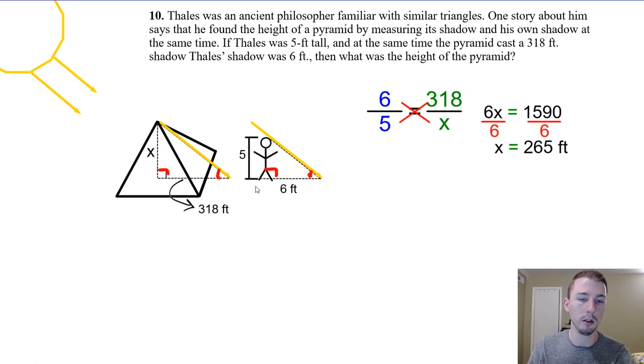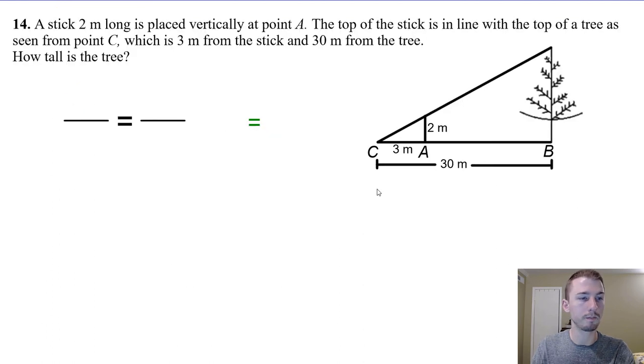So the height of the pyramid, which we couldn't measure any other way because it's not hollow, we can't drop anything or anything like that, is going to be 265 feet, which is kind of cool. All right, another method of indirect measurement.